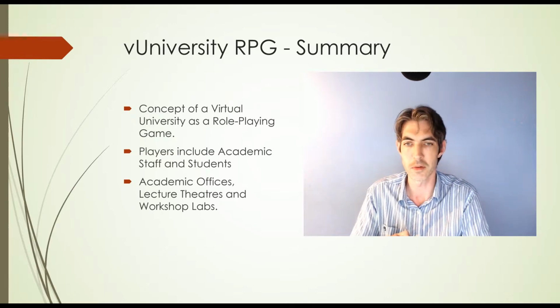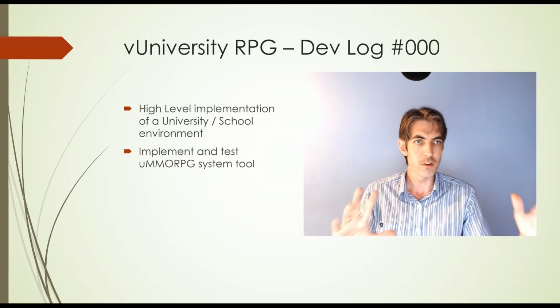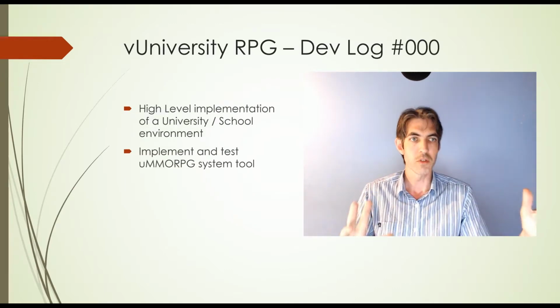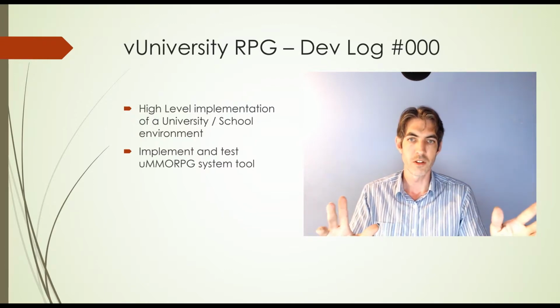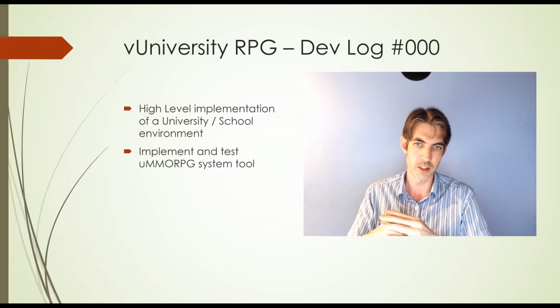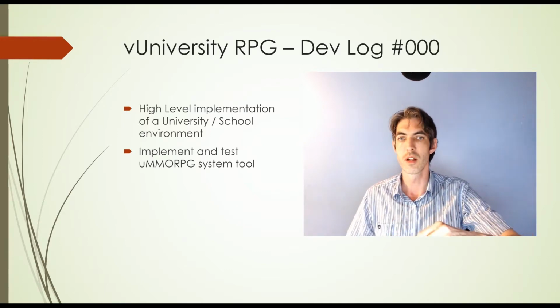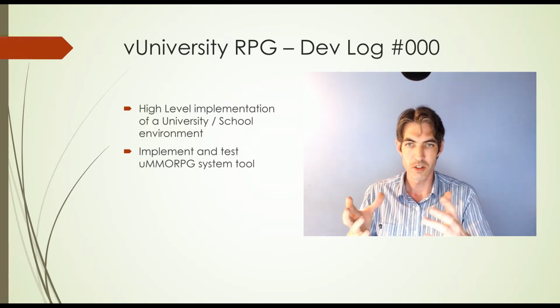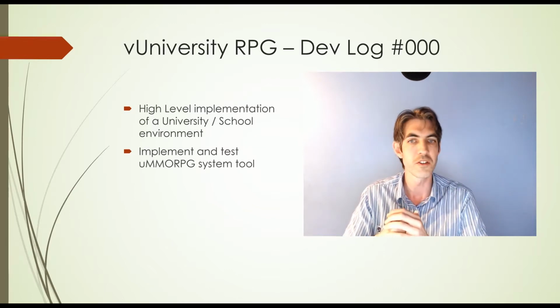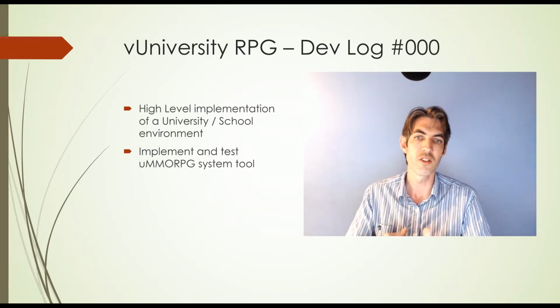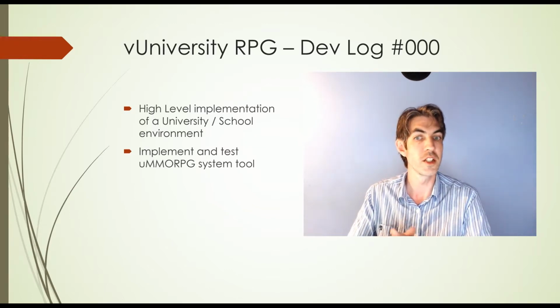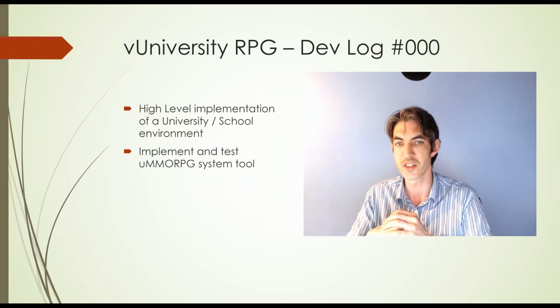That's a bad example. So this is devlog ground zero, the very first log, just sort of highlighting what we're going to be doing in the first instance. The first task is to implement a university school environment. The second step is to implement and test the UMMO-RPG system tool.